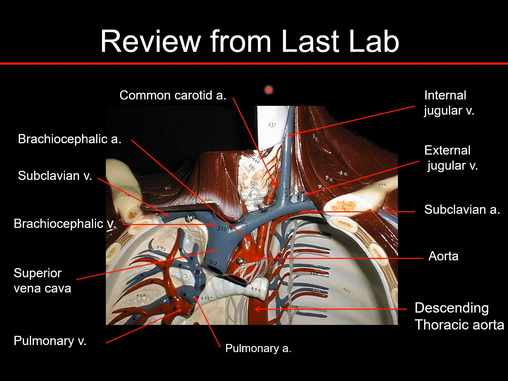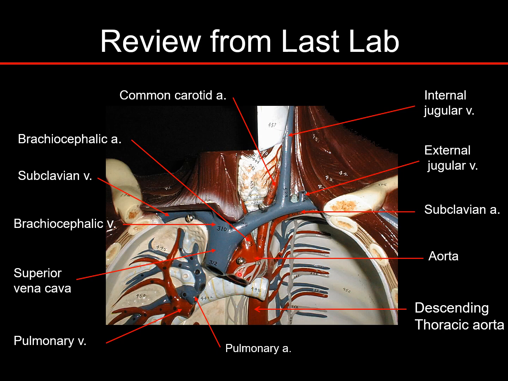So let's review a little bit about the vessels coming in and out of the heart. That's what we finished off with last time with the heart. Let's go through our arteries first. The arteries are going away. Our biggest artery is going to be the aorta.